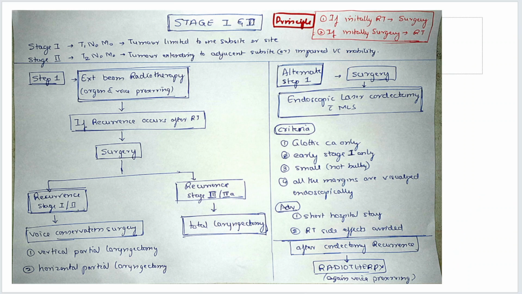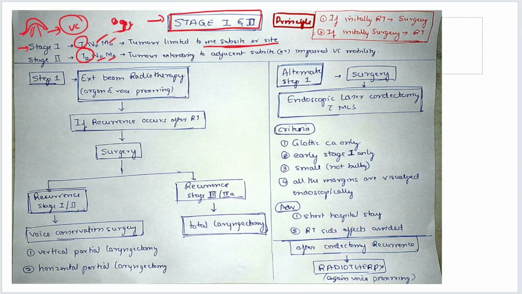Coming to stage 1 and stage 2 carcinomas of the larynx. Stage 1 means T1, stage 2 means T2, N0, M0. So stage 1, the tumor is limited to one subsite or site, so it can be carcinoma limited to only the vocal cords. Most of the presentation will be like this only. You may find accidentally a case where the tumor is located only in the epiglottis, but these are rare things. So you have a tumor which is on one vocal cord, he's having mild hoarseness of voice. He has come to you. You have diagnosed it as carcinoma larynx.